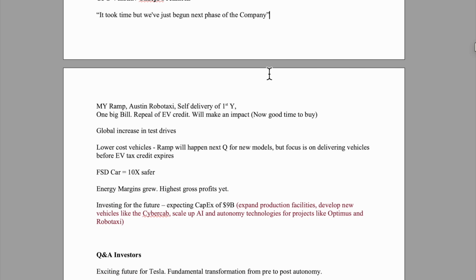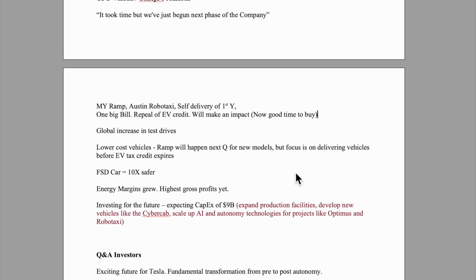It's an extremely exciting time. He went on to discuss the successful Model Y ramp, the Austin Robotaxi and the self-delivery of the first Model Y, but also discussed the one big bill, the repeal of the EV credit that will have an impact. But now, of course, is a very good time to buy a Tesla if you're in America, and the $7,500 EV credit is going to disappear from all electric cars by the end of the year. And I think this is also partly the reason why they've not rushed out the more affordable Teslas just yet. They want to get rid of the more expensive cars first of all, before bringing in the lower price ones. There's been a global increase in Tesla test drives, and the lower cost vehicles ramp will happen next quarter for new models, plural there, but focuses on delivering vehicles before the EV tax credit expires. Oh yeah, that says it far more concisely than me.